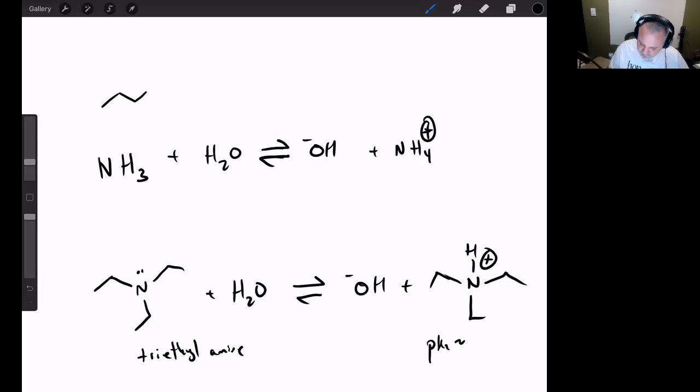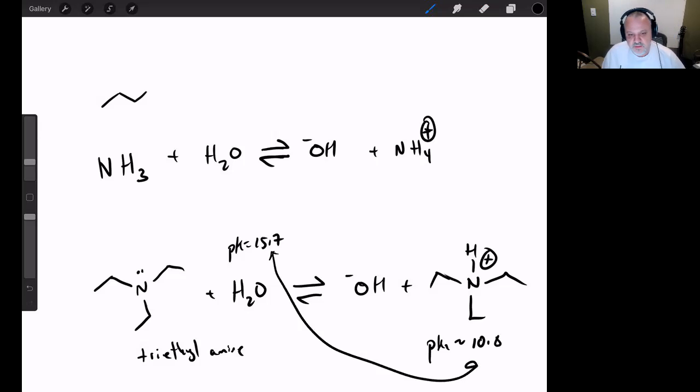pKa here is about 10.8. We know the pKa here is 15.7. So the equilibrium does favor the side that has the water. That's the weaker acid, but it's only 5 orders of magnitude different. It is a strong enough base that you will find it used to do some basic reactions. Okay.